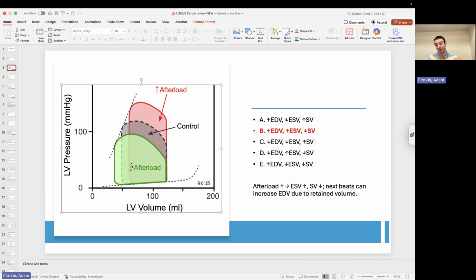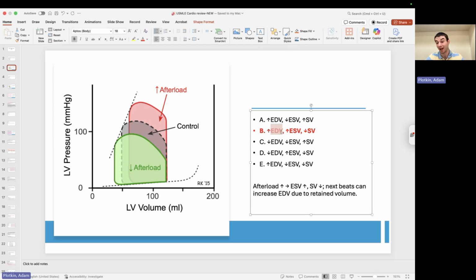On the next beat, on the next diastole. So now the left ventricle has whatever the left atrium has given it, usually the same amount of blood, right? Plus the little bit of extra blood that it wasn't able to release because of such high afterload. So the end diastolic volume, the preload, ends up being a little bit higher on the next beat.